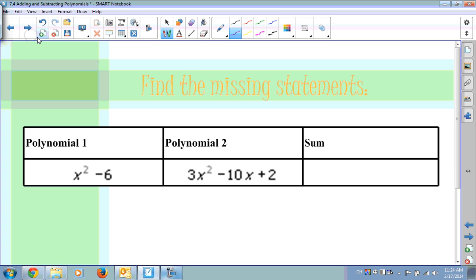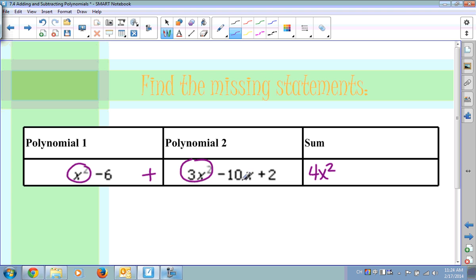Okay, let's move on. So this is just the first row of that bottom left corner, right? Polynomial 1 is x squared minus 6. Polynomial 2 is 3x squared minus 10x plus 2. Find the sum. So again, this is just going to be combining the like terms. We have x squared and 3x squared is 4x squared.